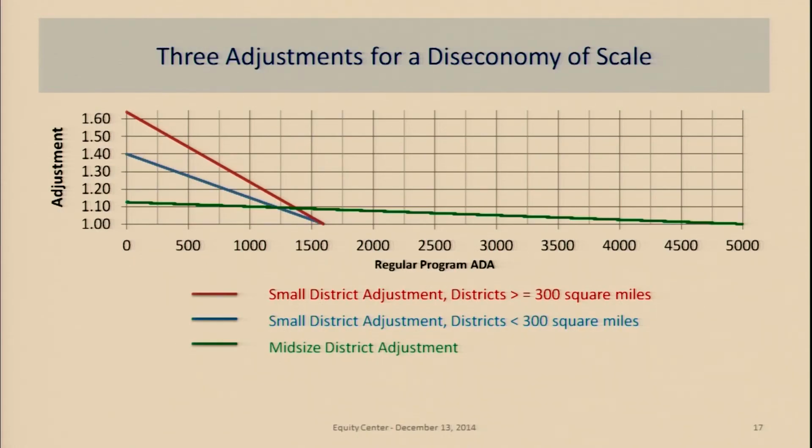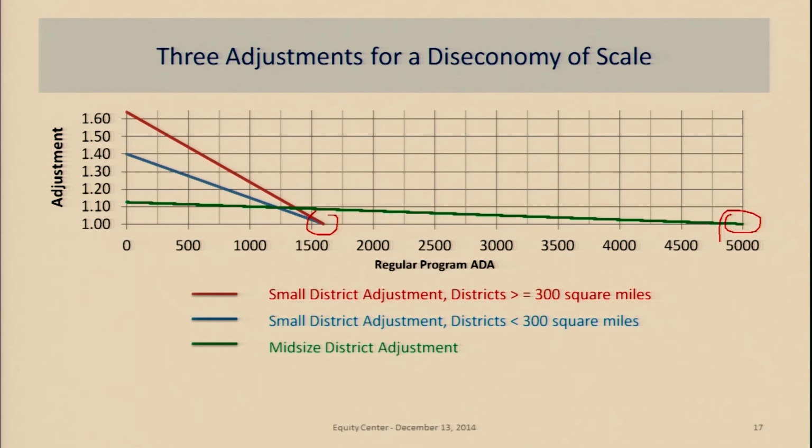If you wanted to graph the three formulas, the small district less than 300 square miles, the small district 300 or more square miles, and the mid-sized district adjustment, this is what it would look like. And the green here, of course, is the midsize. It starts over here at 5,000. The two small districts start at 1,600. Now, the way this works is you get the larger of whichever of these calculations apply, because, as you can see, the midsize district adjustment does not stop at 1,600.